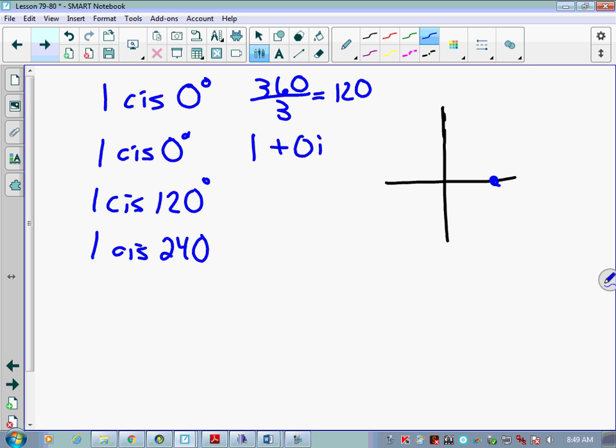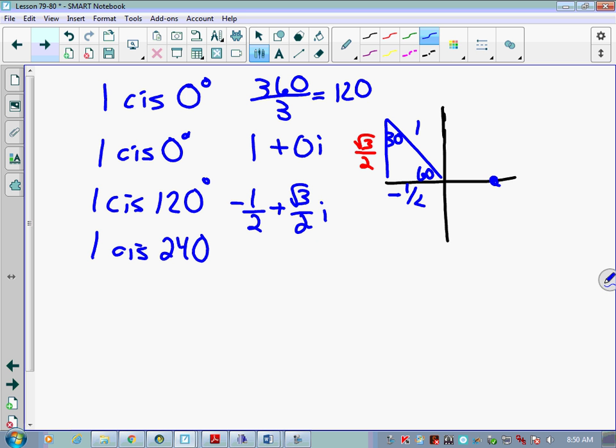Now, for 1 cis 120, all right, 120 degrees is going to be 60 degrees here, 30 here, hypotenuse of 1. So that would mean that the side opposite of 30 is going to be half that. Correct? Right? And the side opposite 60, so we can see the difference, is going to be radical 3 over 2. Correct? Okay. The only other thing is, keep in mind that's negative. So what are my rectangular coordinates for 1 cis 120? Okay, and that looks good.